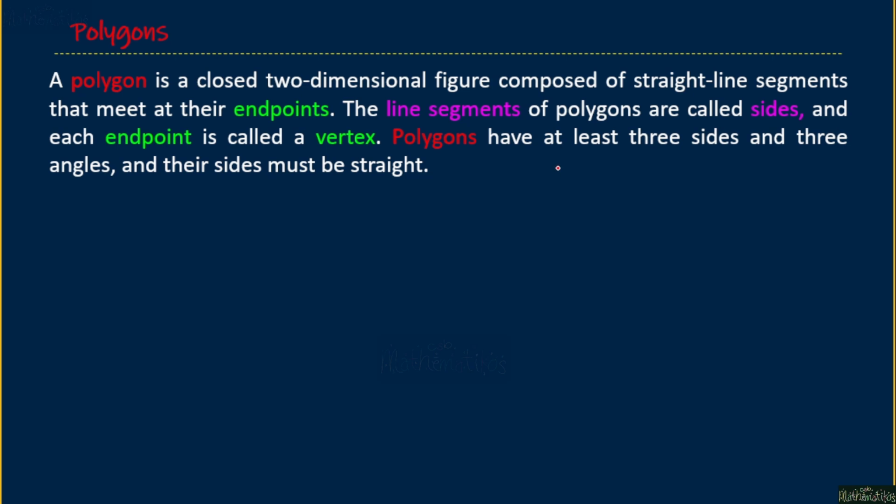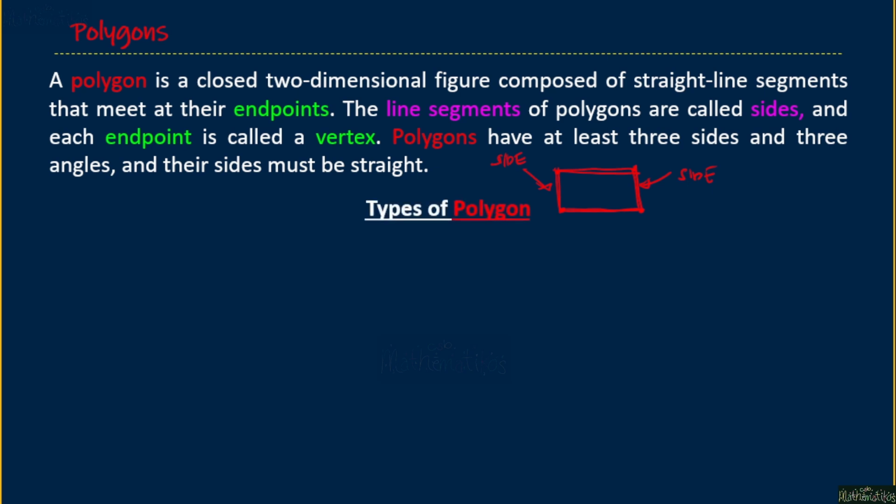Say we have a polygon here. So the line segments are called the sides. So this is a side, this is a side, and the endpoint is called the vertex. So this is the vertex, that endpoint here that connects the line segments.